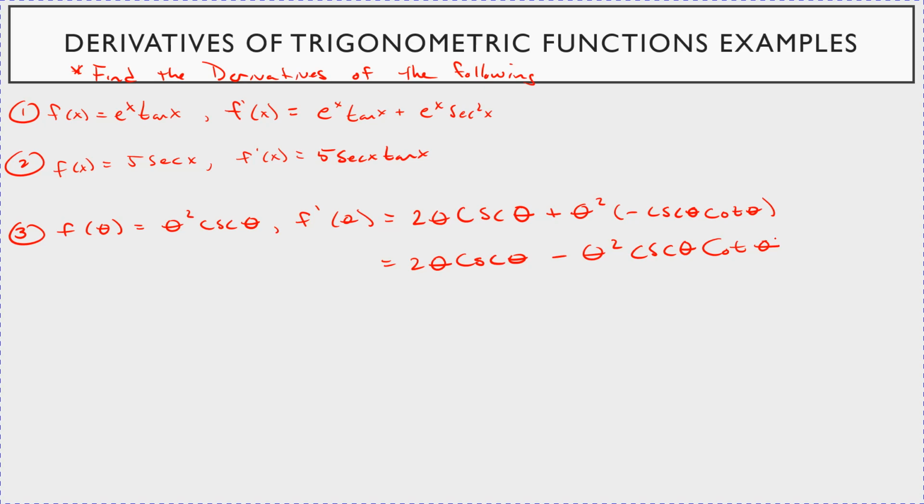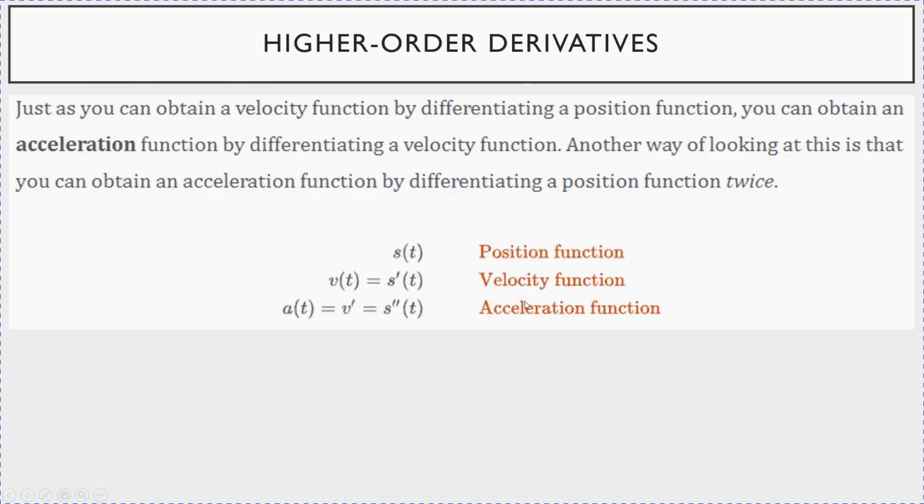All right, so now what we want to talk about is these higher order derivatives. So if you've taken a physics class, you can obtain a velocity function by differentiating a position function, okay? So you can then obtain the acceleration function by differentiating a velocity function. So really what you're doing is taking the derivative twice of the position function.